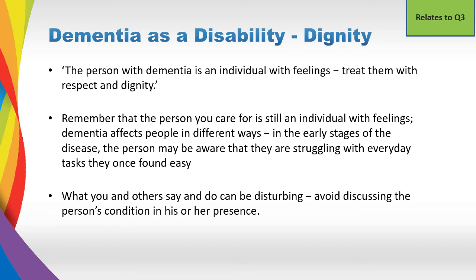So let's start with dignity. So the person with dementia is an individual with feelings, so you need to treat them with respect and dignity. So remember, the person that you're caring for still has feelings, and dementia can affect people in different ways. For example, at the very start of dementia, in those early stages, the person may be very aware that they're struggling with tasks that they once found easy.